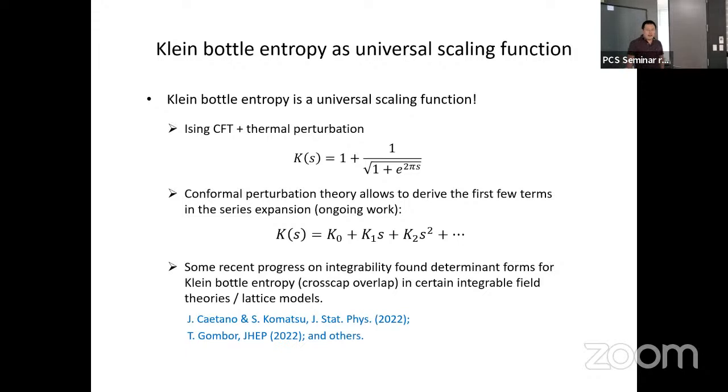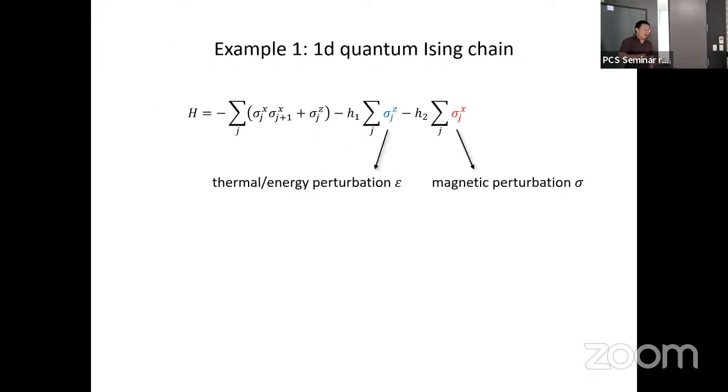Another nice thing is that in the field theory or high energy theory community, people have noticed this progress, and they realized that for some integrable field theories and lattice models, one could calculate this cross-cap overlap and get this result. But to get this KS, they have to represent it as a subdeterminant. It's not a simple formula, but at least you can plot this function using their result.